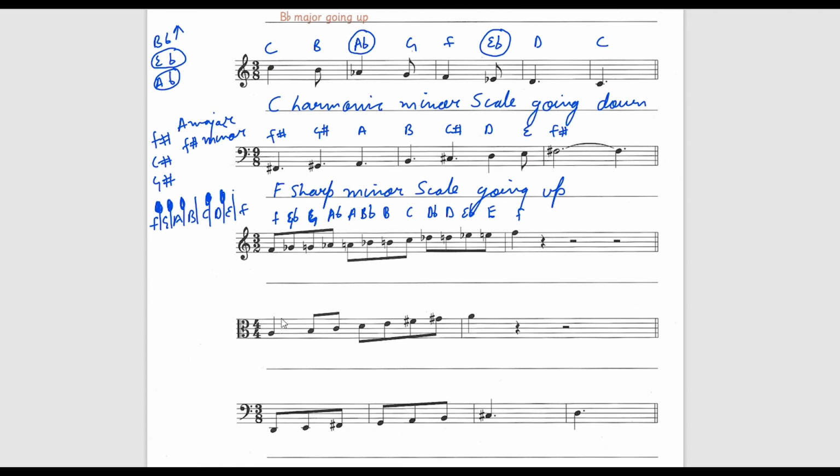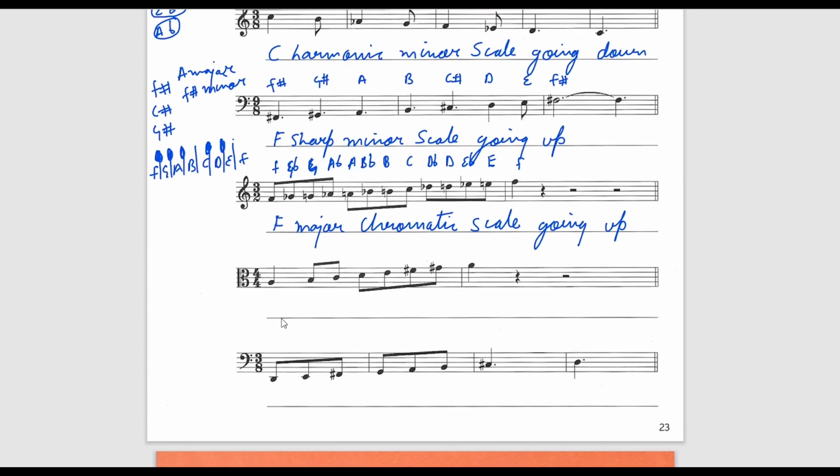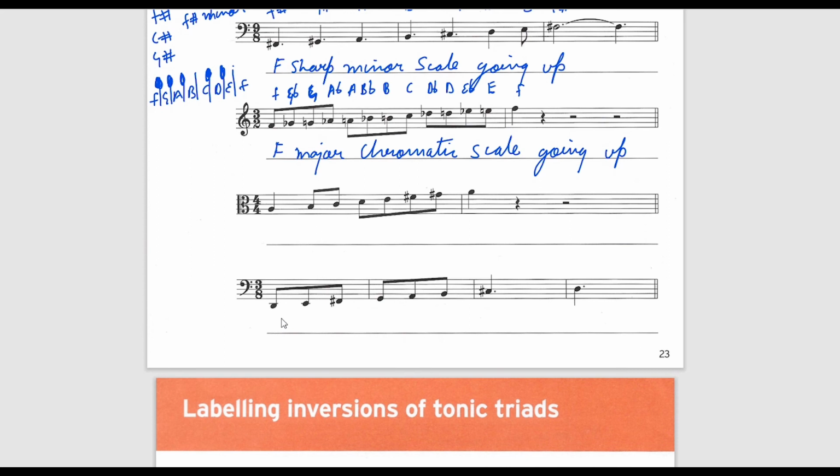So we can see this E flat in this one. So this is our F major chromatic scale going up. Okay, now the next one is alto clef.